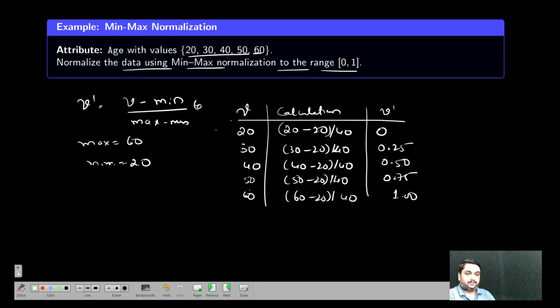If you observe here, the first value has been normalized to 0. The last value becomes the maximum value, 1. So the range now is between 0 and 1.